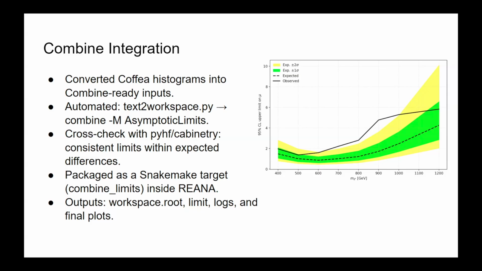We also do a cross-check with pyhf and cabinetry using the same histograms. This keeps the analysis bilingual in statistics, with pyhf, coffea, and combine. It's similar to common collaboration practice, and technically the combine path is a Snakemake target. So rerunning combine is just another containerized and reproducible step.